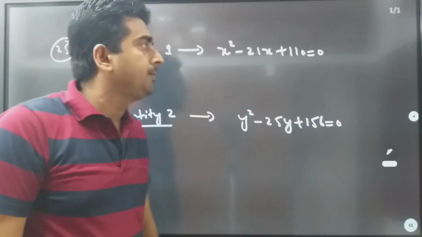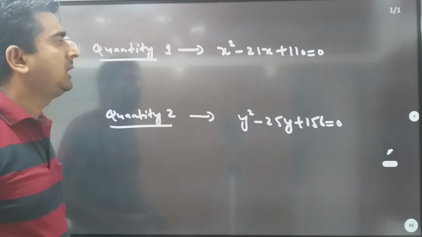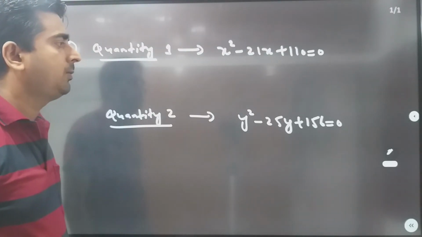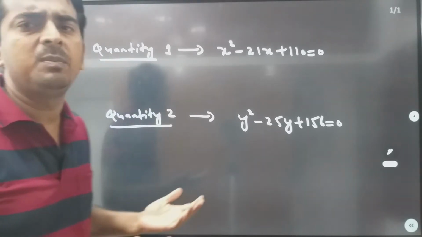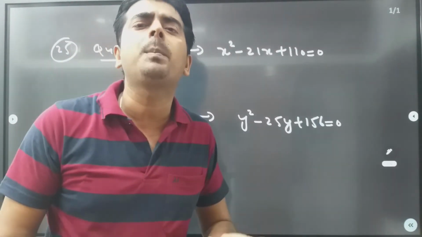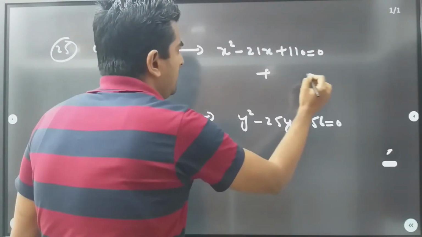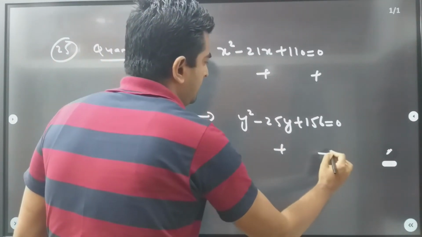Next one, the 25th one. Quantity 1: x square minus 21x plus 110 is equal to 0. Quantity 2: y square minus 25y plus 156 is equal to 0. Now this has become a quadratic equation, right? They are asking to compare the two equations they have given you. Minus plus, so this will be plus plus. Minus plus, this will be plus plus.